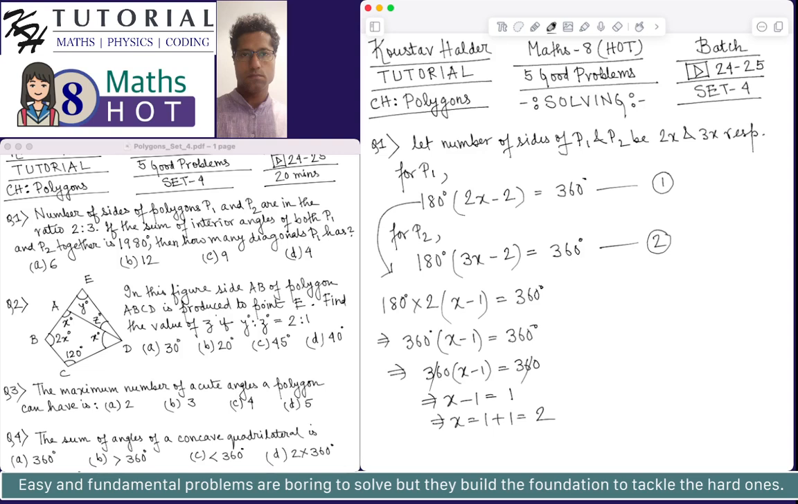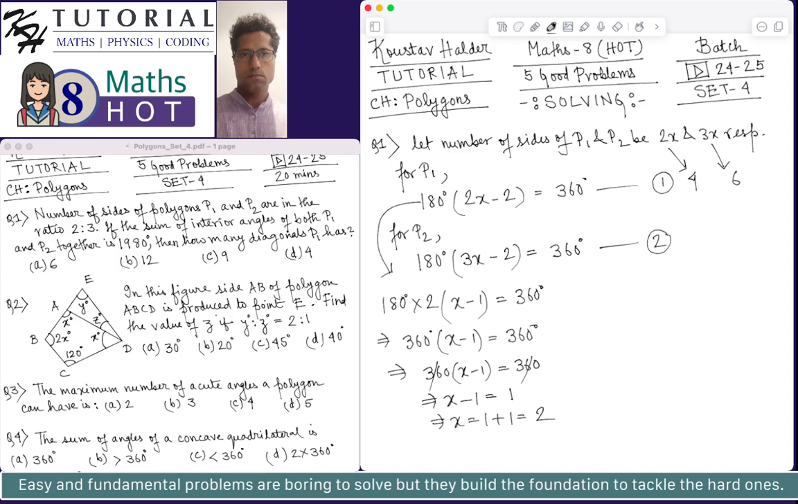If x is 2, then we can straight away get the number of sides of P1 and P2, because the number of sides of P1 will be 2x, which will be 4, and the number of sides of P2 will be 3x, which will be 6. So this 2x will be 4 and 3x will be 6.